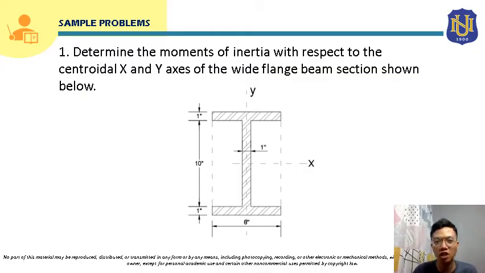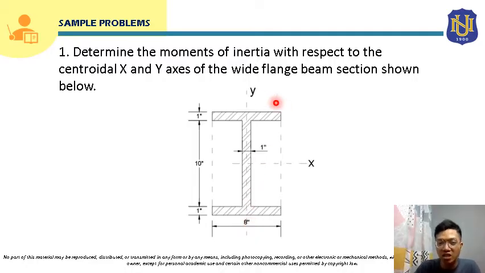Determine the moments of inertia with respect to the centroidal x and y axes of the wide flange beam section shown below. This is the section of the wide flange beam, which is actually in an I shape. We are going to solve for the moment of inertia of this wide flange beam with respect to the x and y centroidal axes. This is the x centroidal axis, and this is the y centroidal axis.